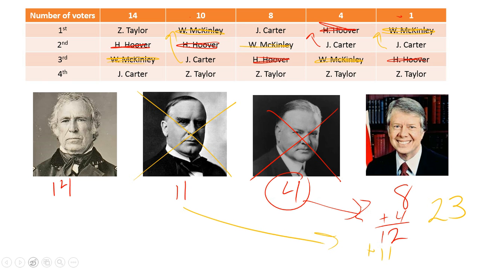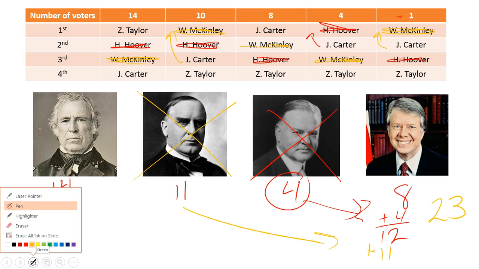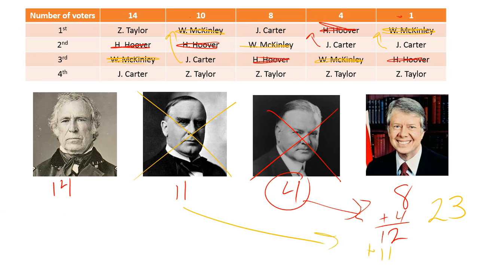And now we do the same thing one last time. Who has the fewest first place votes? Taylor. So Taylor is eliminated. So Mr. Jimmy Carter is our winner of this election. Alright, and so that's how we do plurality with elimination. You find whoever has the least, you eliminate them, and then everybody moves up one. And then you keep moving those first place votes around until you're down to 1.